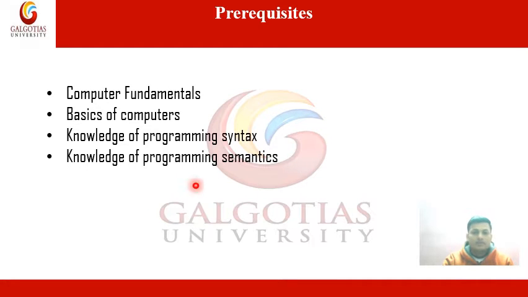Next, the knowledge of the programming semantics. What is semantics? Semantics means the meaning of a program. Suppose we have a program or an algorithm. Semantics will tell us the meaning of each and every statement or each and every word used in the programming or the algorithm. So we must know the semantics as well as the syntax.